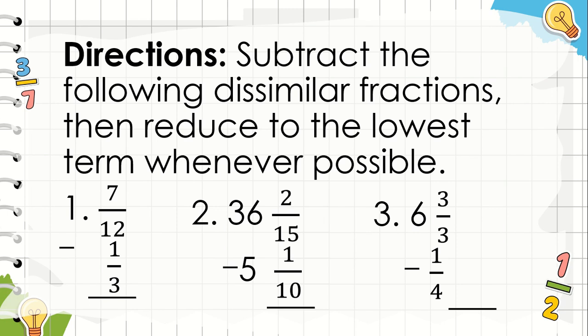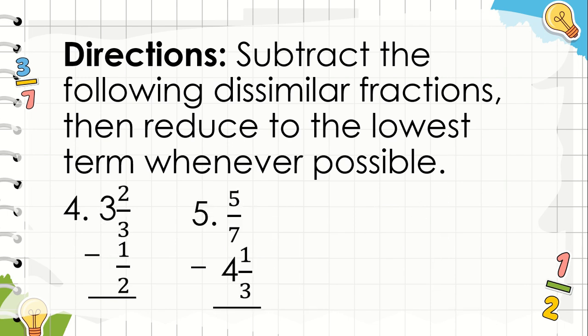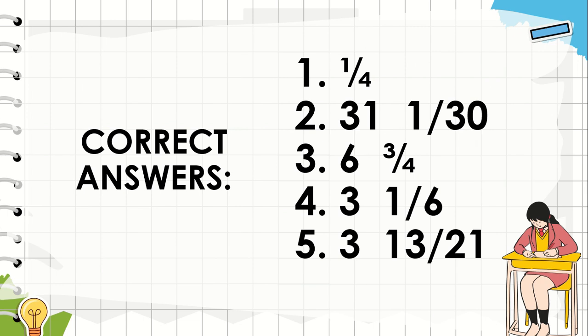Subtract the following dissimilar fractions, then reduce to the lowest term whenever possible. For number 4 and number 5. Here are the correct answers.